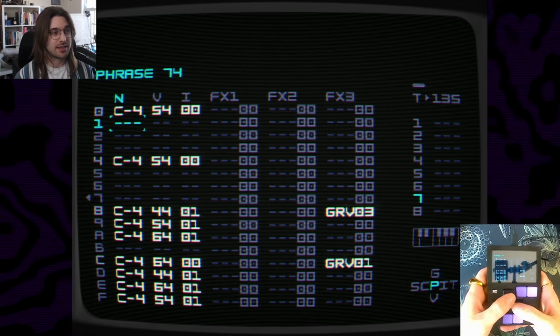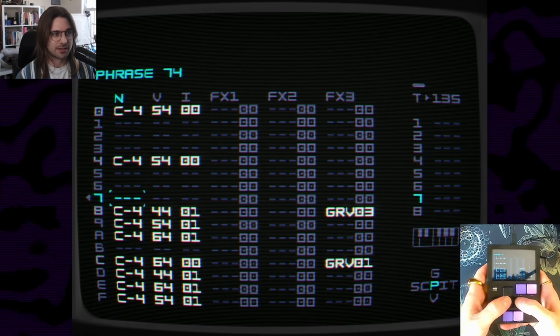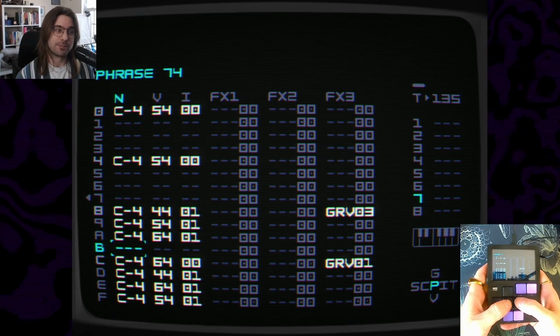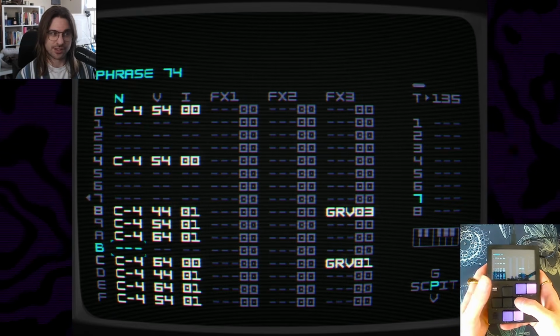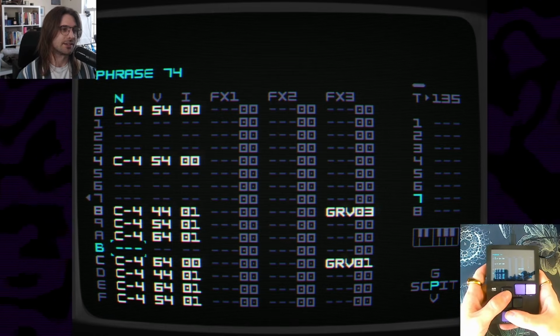So what that means is steps 0 through 7 are all going to be 6 ticks long. Steps 8, 9, and A are all going to be 8 ticks long. Step B is going to be 0 ticks long, so it's just going to be skipped. And then steps C, D, E, and F are all going to be 6 ticks long.